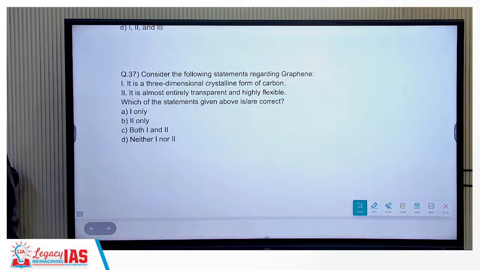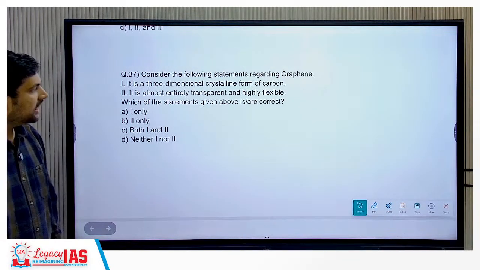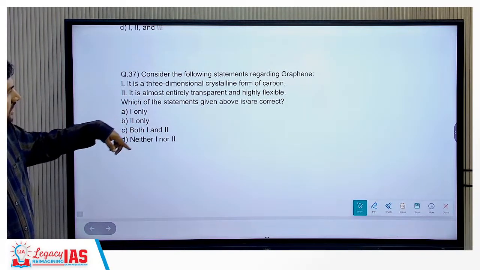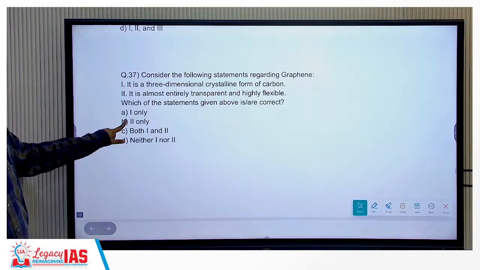Then next, consider the following statements regarding graphene. 3-dimensional, wrong. This is 2-dimensional. It is almost entirely transparent and highly flexible. Yes. So second is correct. First is incorrect. Answer becomes B. 2 only.